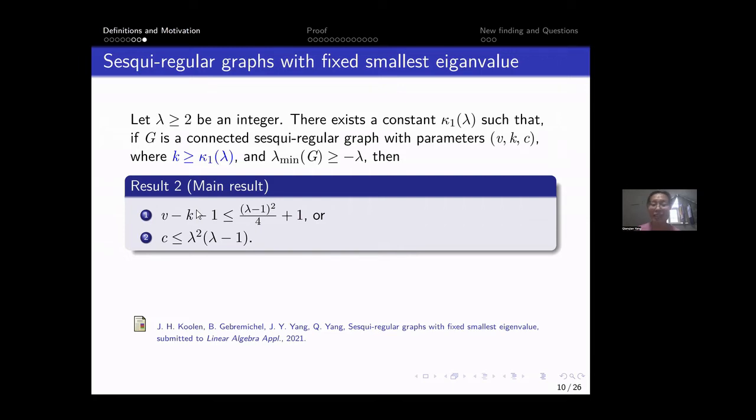This is the second result in this paper, and this is also the result I want to show how to prove in this talk. Now I'm going to introduce the method we use to prove this result.